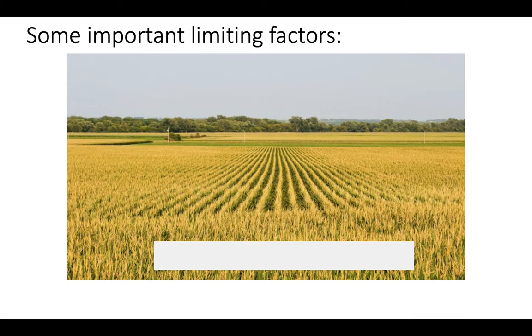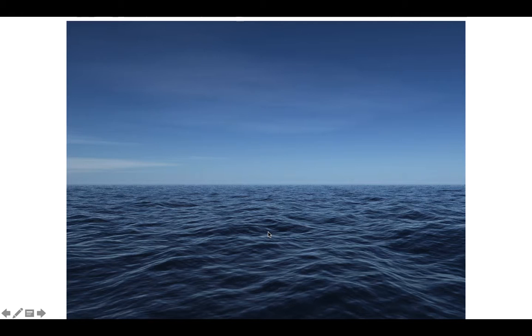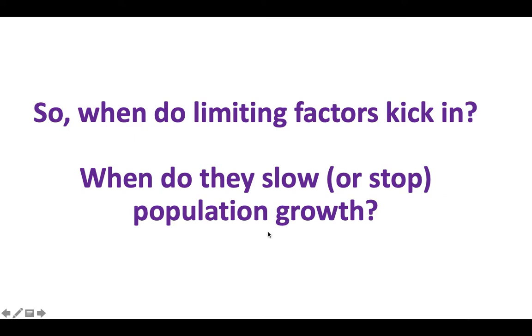Because if we go back and we look at this graph that he put here, the population growth doesn't change. It's still going exponentially. That doesn't make sense. So at what point are these limiting factors actually going to kick in and start to slow or even stop the population growth?